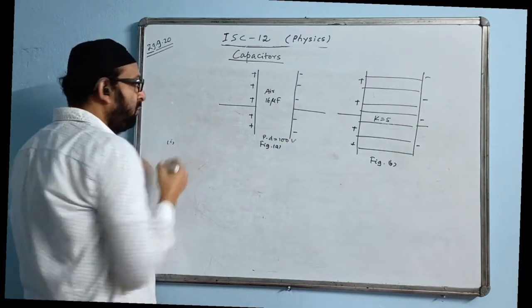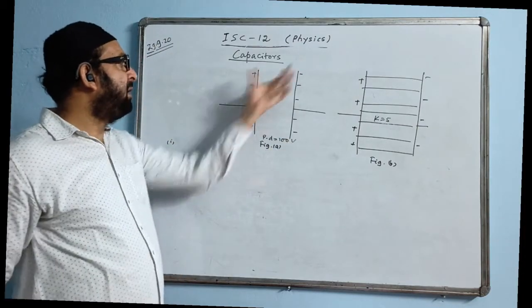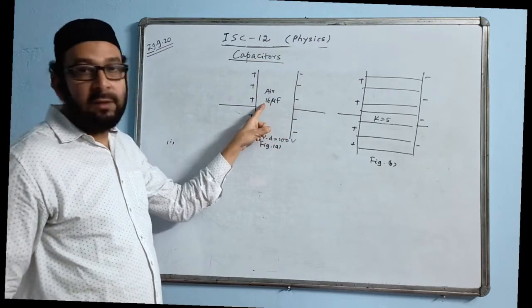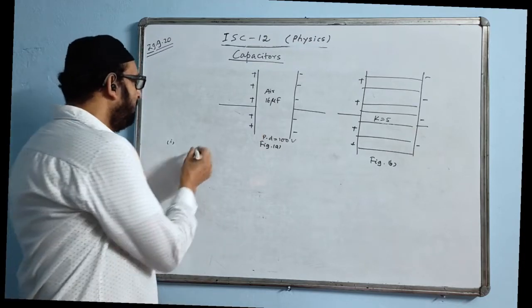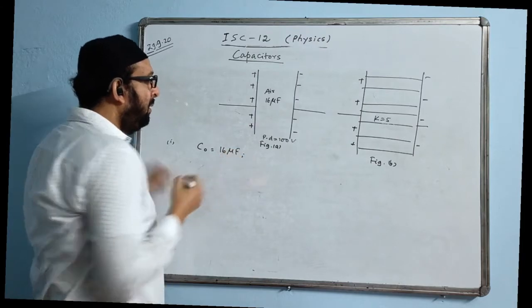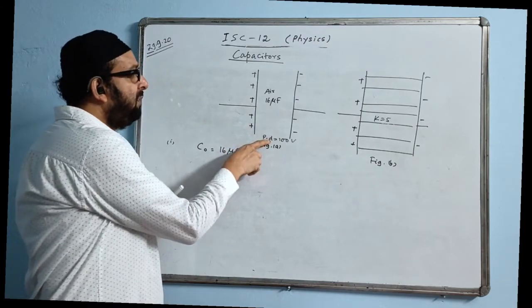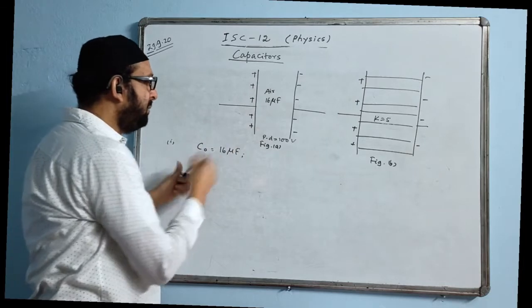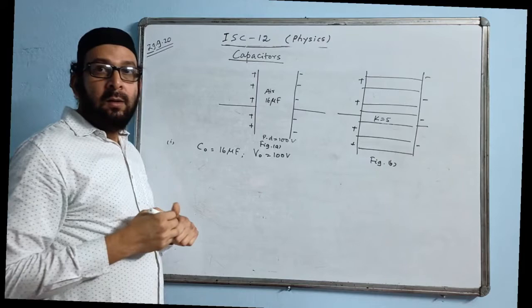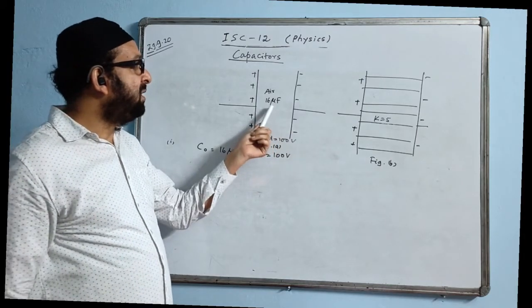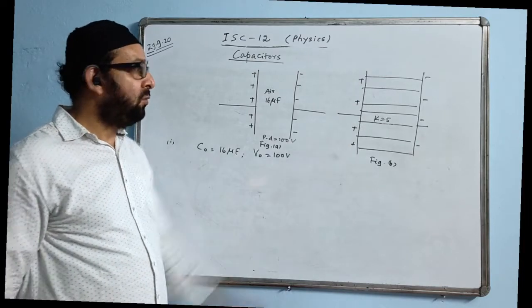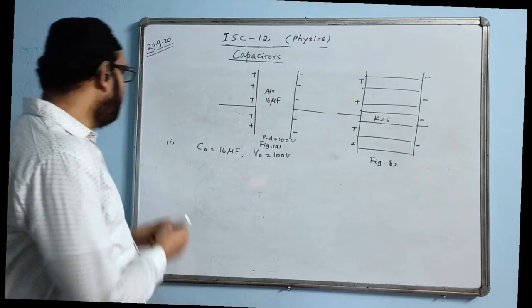And now there are two parts of the question. First case, we are having an air capacitor. The space between the plates is filled with air, and the capacitance value was 16. That means the information given is C naught value 16 microfarad, and potential difference is given 100 volt when it is air. That means V naught is given 100 volt. They are asking now that this space is filled with a dielectric slab of dielectric constant 5, as shown, and they are asking you to find the new capacitance.